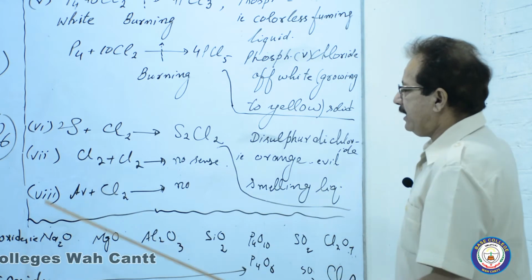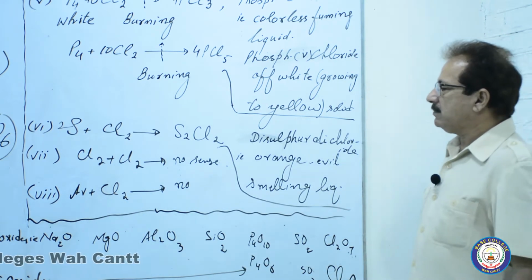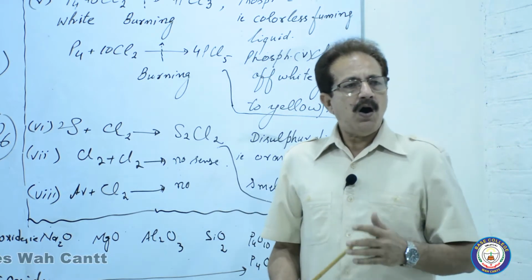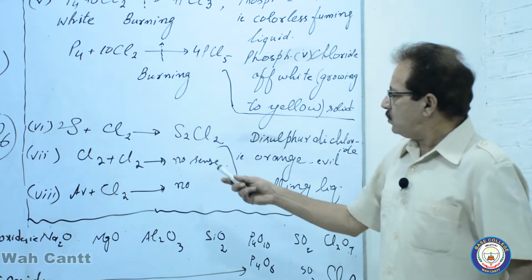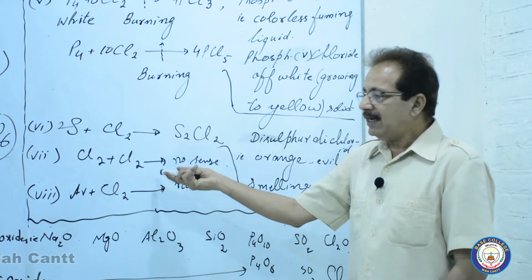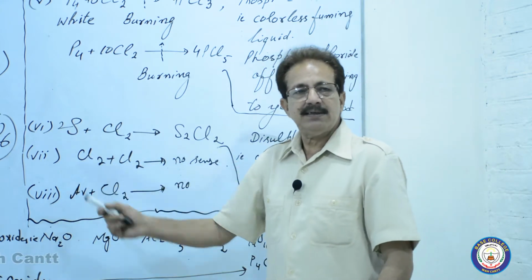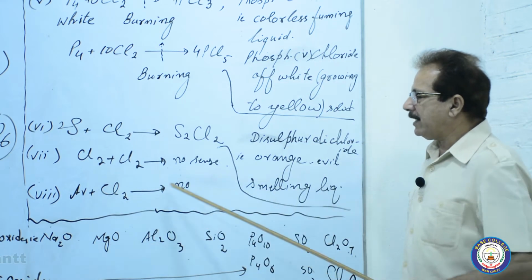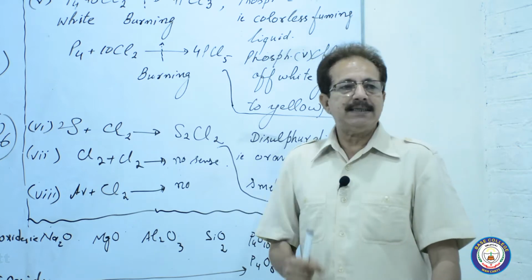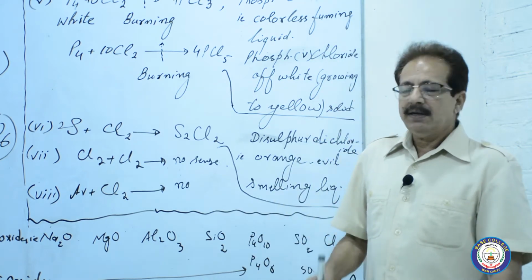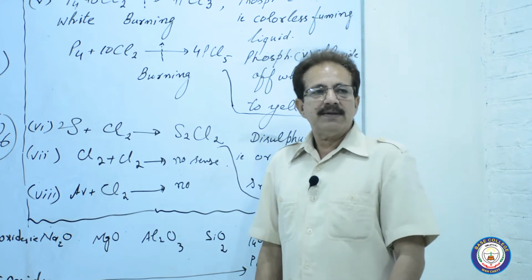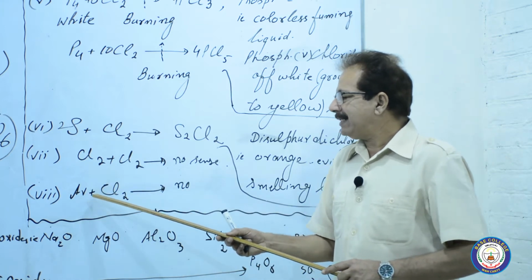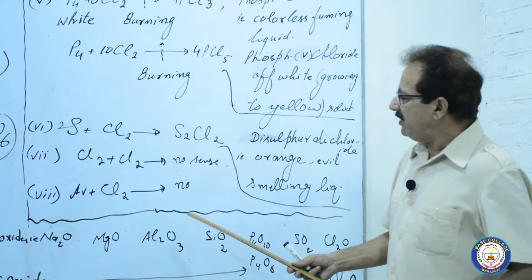Now, number 7, chlorine plus chlorine. No sense to talk about it. How will chlorine react with chlorine? No sense of talking about this reaction. Just I have written here the 7th element of the 3rd period. Now the 8th one, argon along with chlorine, again no reaction, because argon is highly stable due to obeying the octet rule. It has its completely filled valence shell. That's why argon doesn't react with chlorine, and I have written here no reaction.